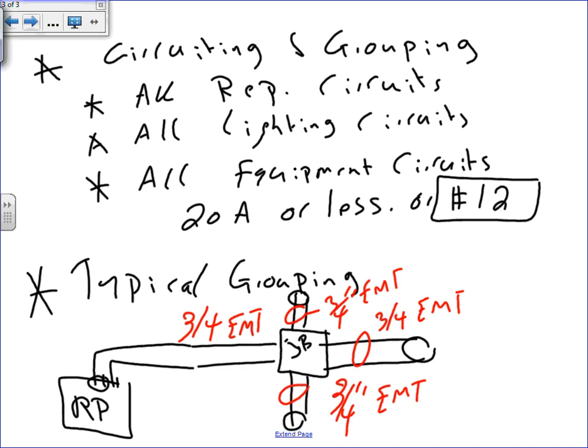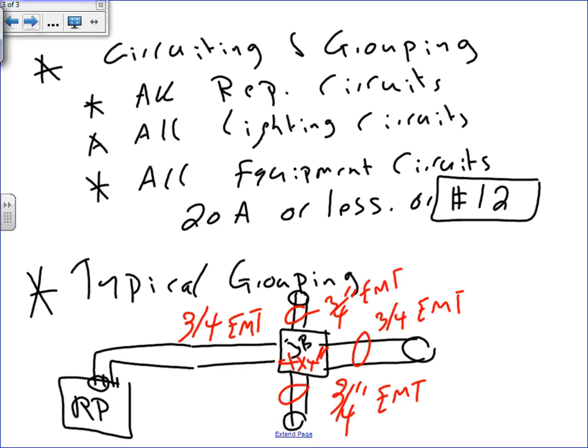That's typical. If I know the typical grooving is with 3/4 inch to 4x4, this is a 4x4 square box, deep or shallow, mostly deep square box, 4x4 inch square box. If I know this is how I'm going to group, the second question would be, how many conductors am I going to fit so I can circuit them? How many conductors am I going to fit? Any question about this concept?